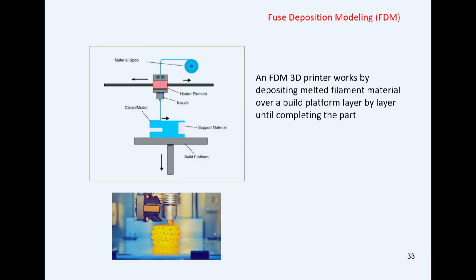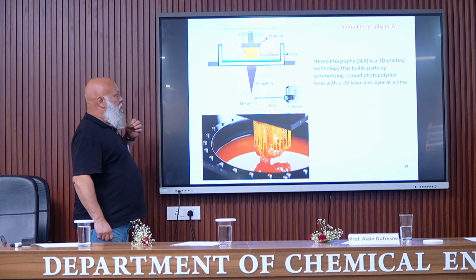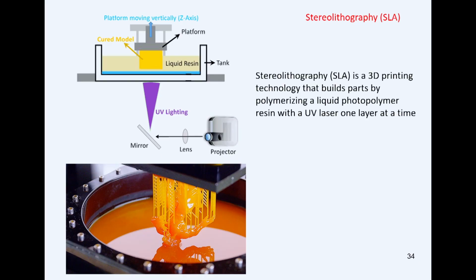Now, the stereolithography, so it's a 3D printing technology that builds parts by polymerizing. So polymerization is occurring during processing. A liquid photopolymer resin with a UV laser, one layer at a time. So this part is moving here, and progressively with this UV light, the resin is polymerized or cured where it is necessary to obtain this complex shape.